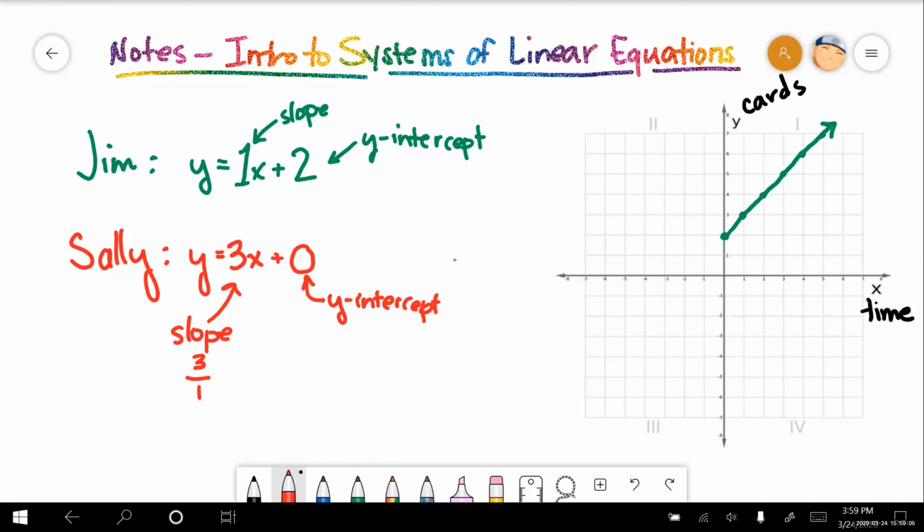So let's write in Sally's cards. Here she is starting at 0, no cards. And then all of a sudden, bam, she gets 3 cards in 1 day, 3 cards, 1 day passes, 3 more cards for another day. Those are her triangles. And I can draw the other lines. So there they are, my lines for Jim and Sally.